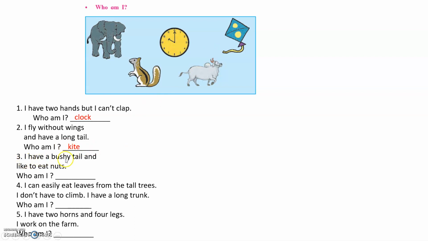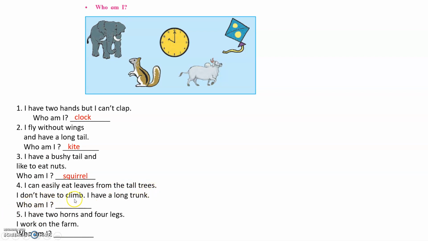I have a bushy tail and like to eat nuts. Who am I? Now see, this animal has a tail. This animal has a tail. And this animal has a tail. But the squirrel has a bushy tail. So what is the answer? The answer is squirrel.